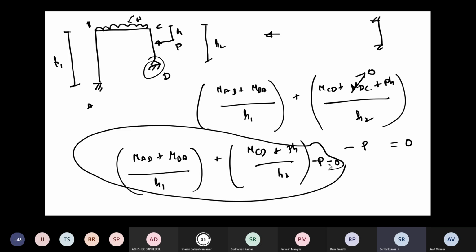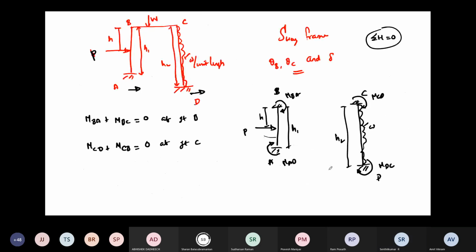Any questions to derive the shear equation, or shall I tell one more time what I have done? The generalized one. This one. Do you want me to tell one more time? Yes, sir. Okay. The thing is, here we are having a sway frame, right?